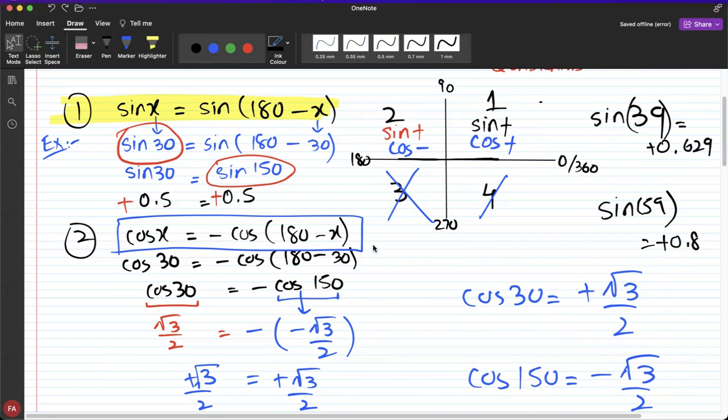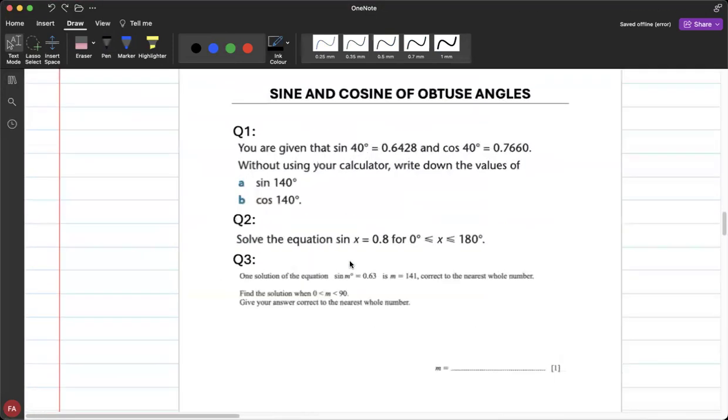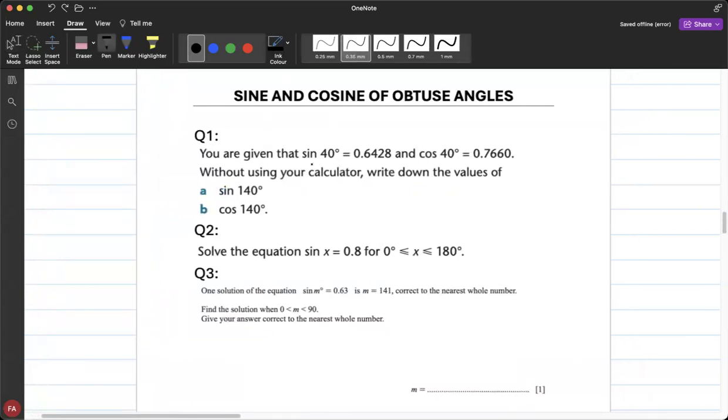Let's quickly have a look at some practice questions. So let's see. This worksheet over here, I've uploaded this in the folder of O-level trigonometry. So it's OL and then trigonometry. That's the folder name in the Paper Hack website. Now, the first part over here says you are given that sine 40 is equal to 0.6428.